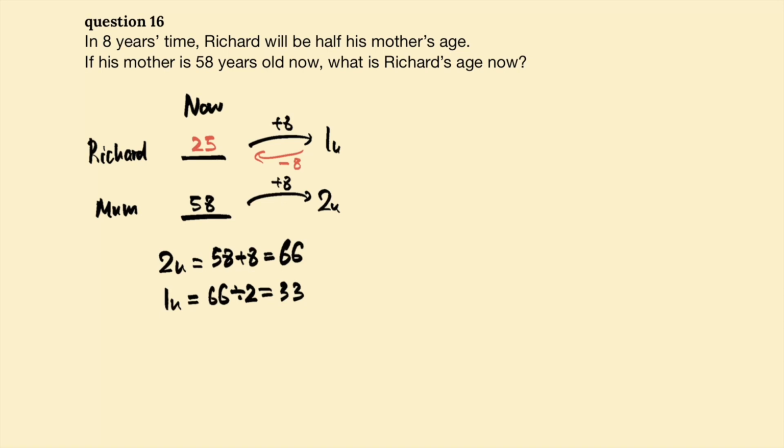So let's do that. Right? 2u is therefore 58 plus 8, 66. 1u therefore is 33. Oh, we can fill in 33 over here. So if this is 33 and we want Richard's age now, that will be 33 minus 8, giving us 25.